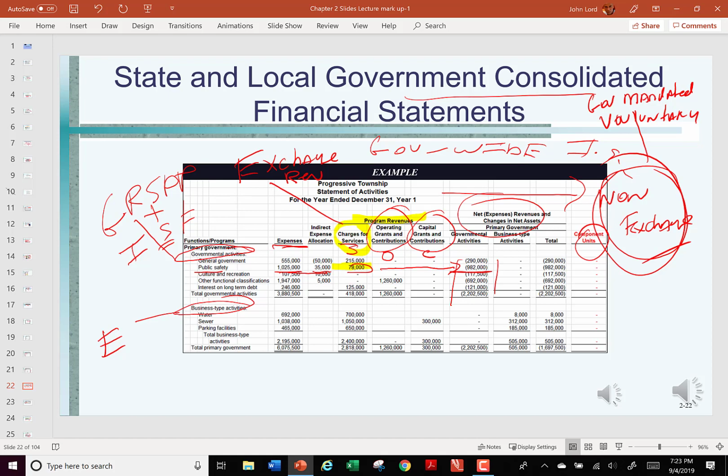So now we're looking at the income statement. Remember, I kept saying we have a balance sheet, we have an income statement. We've had the statement of net position. That's our balance sheet. The statement of activities is our income statement, right? Now, we start reporting different government programs. This is how we lay this out, is by our different government programs. So public safety is a government program.